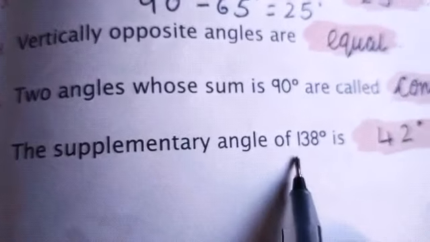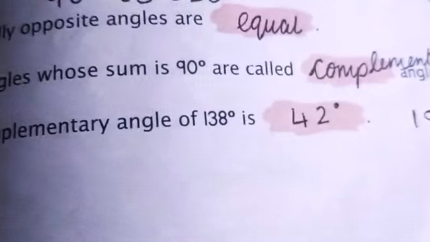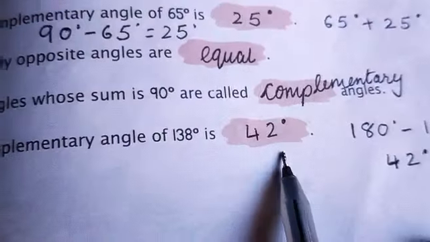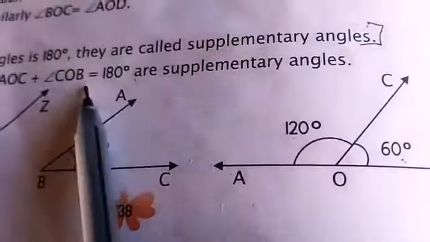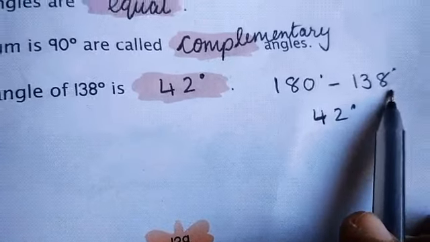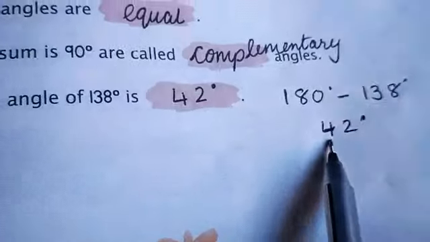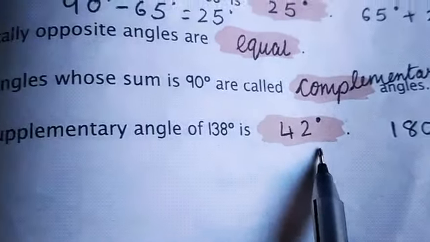Now, the last question: the supplementary angle of 138. What is the supplementary angle of 138? So what will we do? We know that the sum of supplementary angles is 180. So from 180 you subtract 138. If we subtract 138 from 180, what will be the answer? 42. So our answer will be 42 degrees.